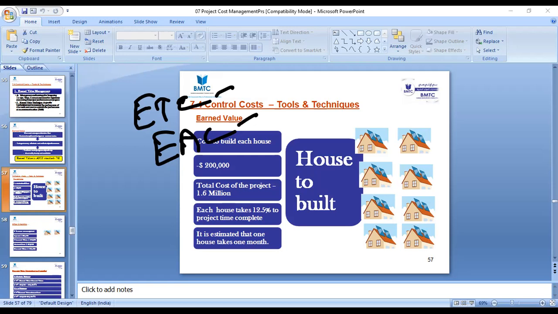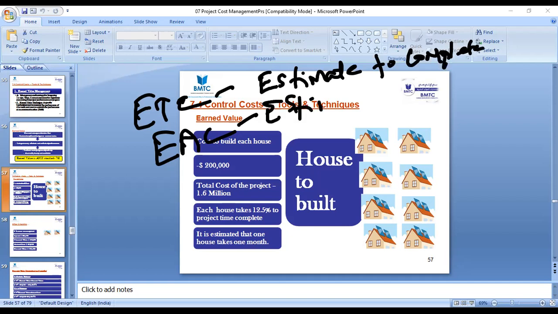Estimation time to complete and estimation. Okay, estimation time to complete, and this one is what? Okay, I'll say this. Please write this one. Estimate to complete. Estimate to complete. This one is estimate at completion. So what is the difference between estimate to complete and estimate at completion? Guys, these will be used for the forecasting technique. Estimate to complete and estimate at completion will be used for you to know about your future.